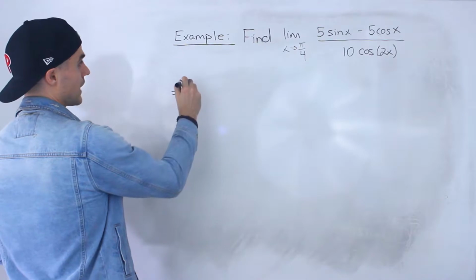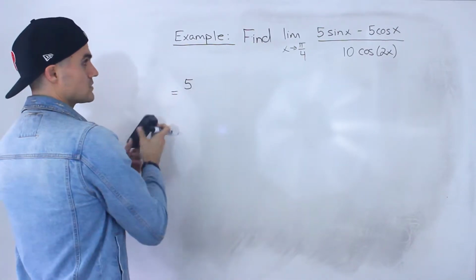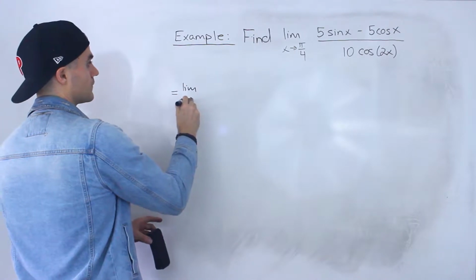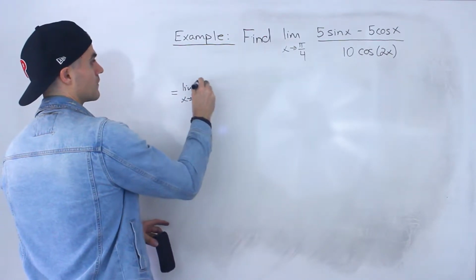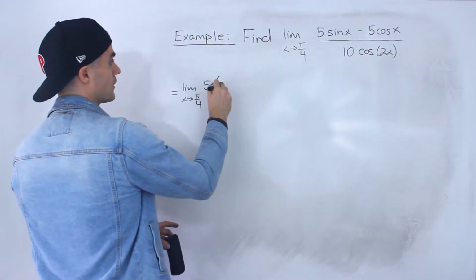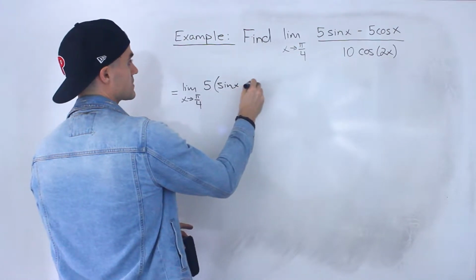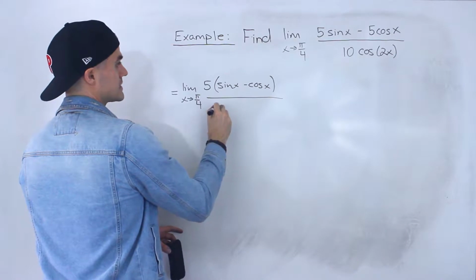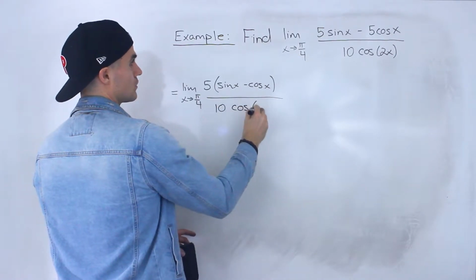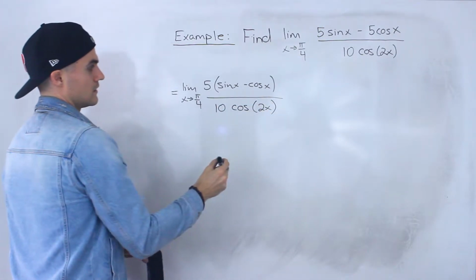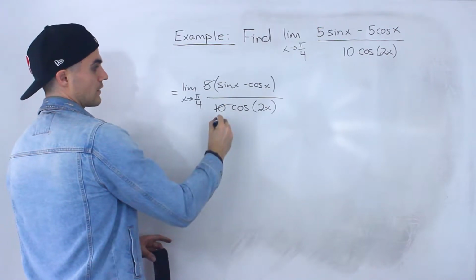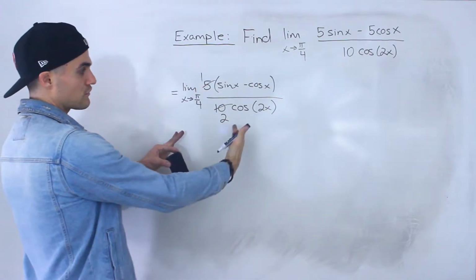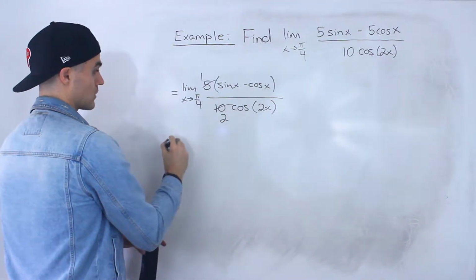What we can do actually is, first off, factor out a 5 from the numerator, so we'd have sine x minus cos x all over 10 cos 2x. Notice that the 5 and the 10 are going to cancel out. We're going to be left with a 2 there and a 1 there. And then I'm going to factor the 1 over 2 out of the whole limit.